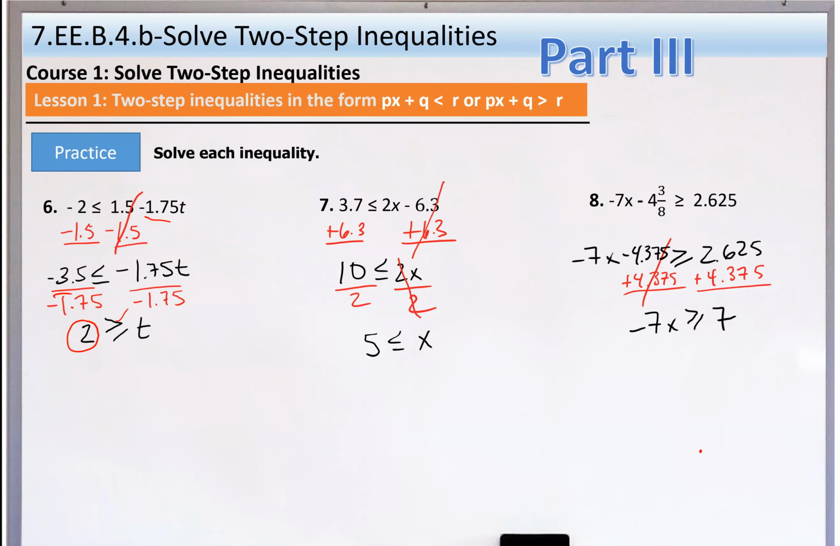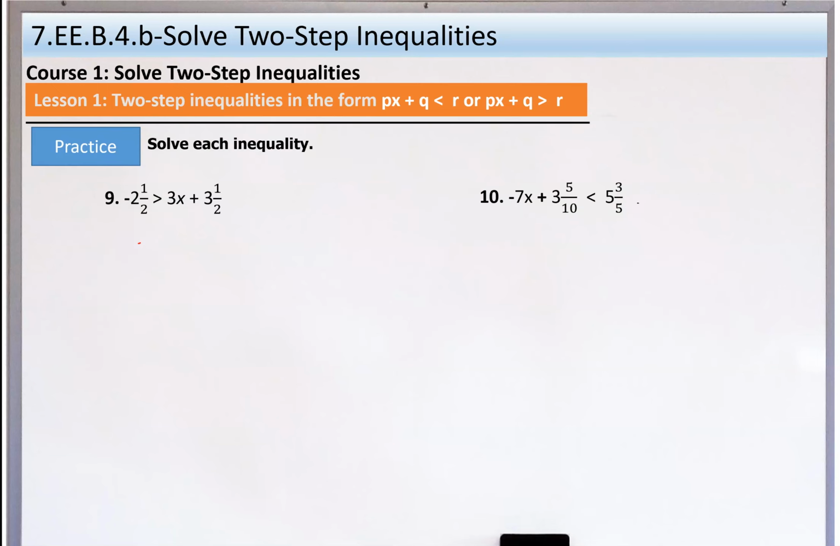And I forgot to mention we have a negative coefficient, which means that our inequality sign is going to switch. Divide both sides by negative 7, which means my inequality sign switches. X is less than or equal to negative 1. Number 9 and number 10, and we're done.